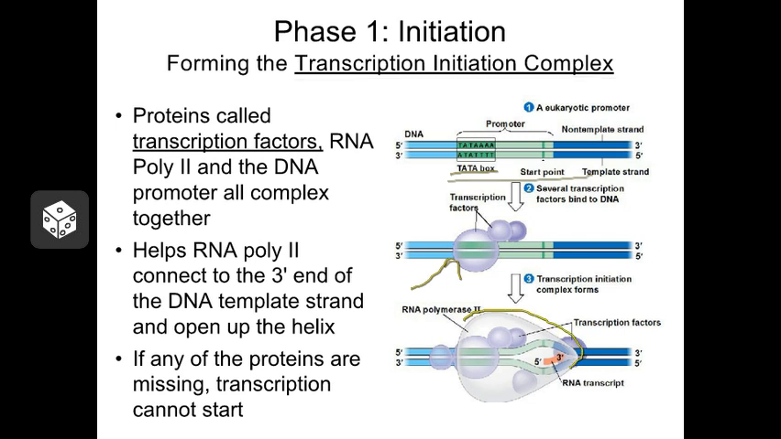They actually help RNA polymerase II grab onto the promoter, and it helps it open up that first little section of DNA. If any of the transcription factors are missing, transcription will not occur. So this entire machine has to assemble before you can enter the next phase of transcription.